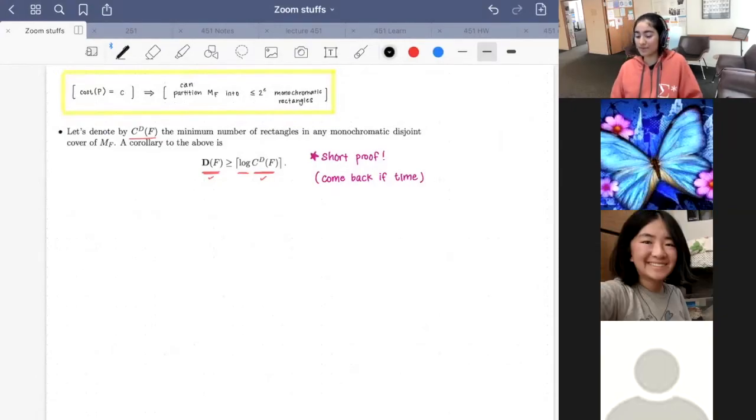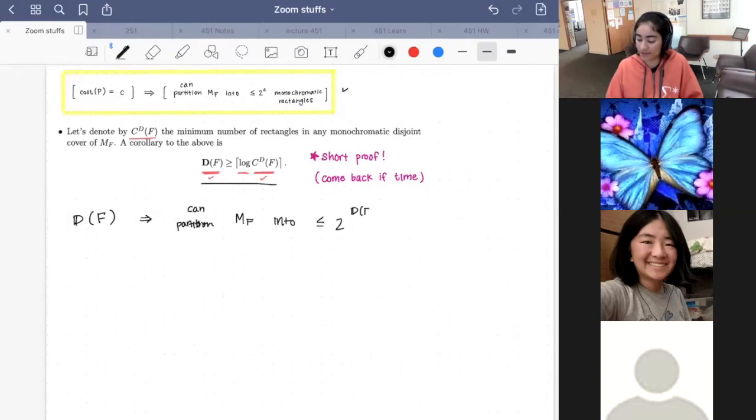So the proof of this one was basically we want to just use this theorem and apply it so that we get this property. So we know that if we've got some protocol with some cost c, that we can partition our rectangle into less than or equal to 2 to the c monochromatic rectangles. So we know that there's some best protocol with cost D(f), which means we can partition M_f into less than or equal to 2 to that cost, which is D(f), rectangles.